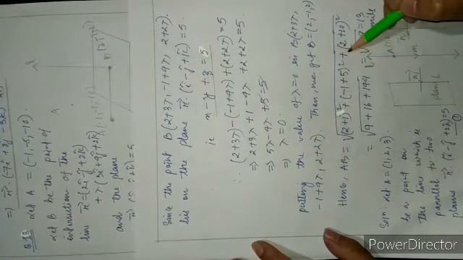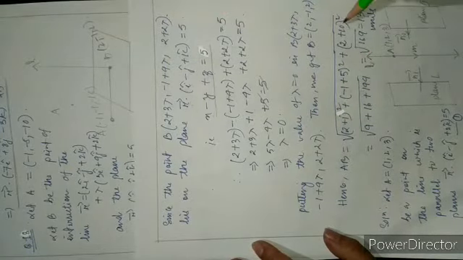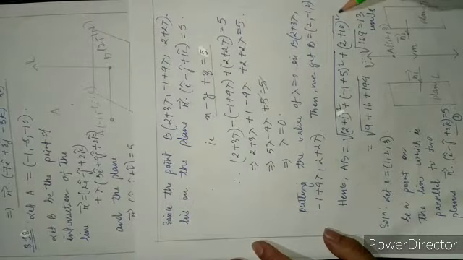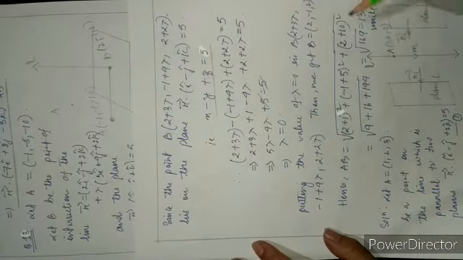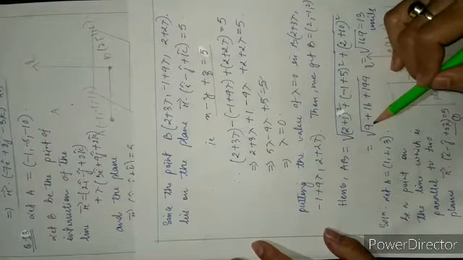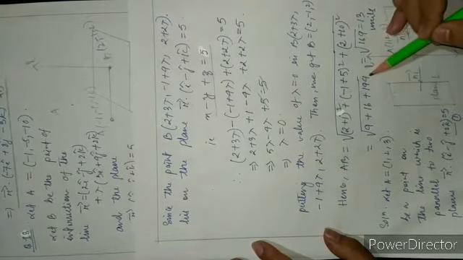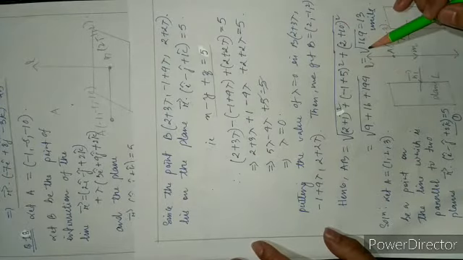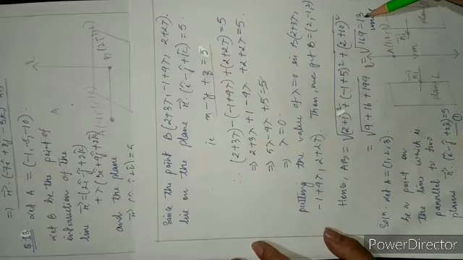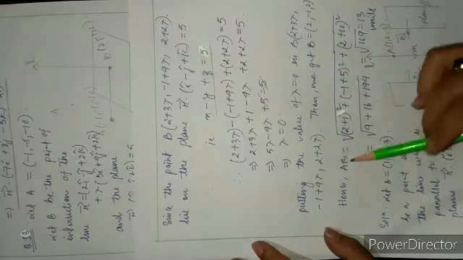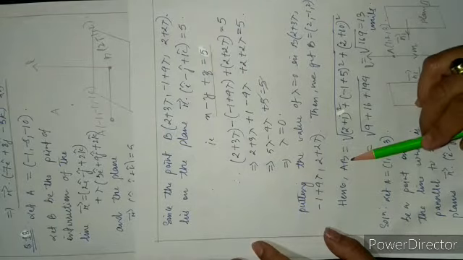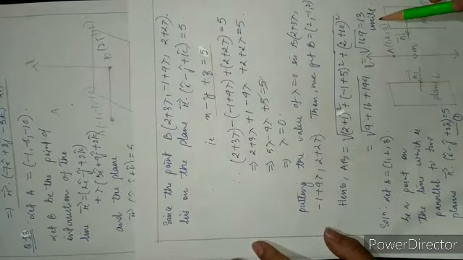Minus 1 plus 5 whole square plus (2 plus 10) whole square. That gives 2 plus 1 whole square is 9, 4 square is 16 and 12 square is equal to 144. Sum put together, root over 169. The 169 is the square root of 13 square, and hence the distance between the point A and the point of intersection of the line and the plane is equal to 13 units.